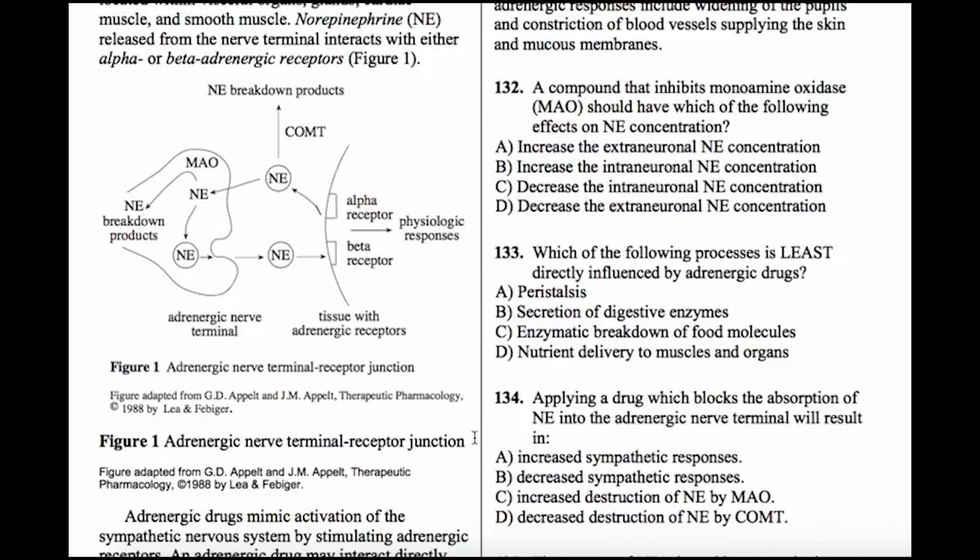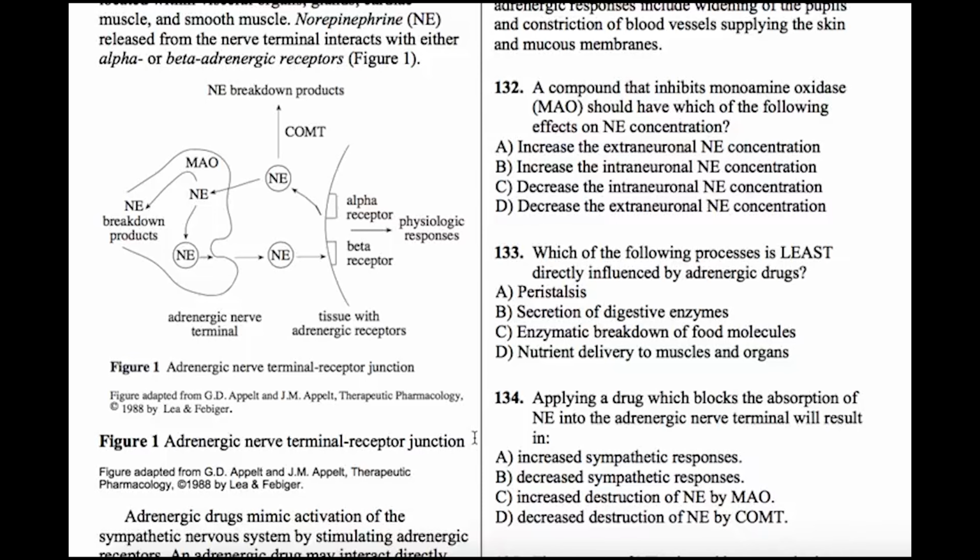Now the difference between A and B is where it happens. So we're just going to go back to our picture right here. Where is MAO acting? It's not acting in the extraneuronal space, right? It's acting in the intraneuronal space. It's within the neuron. You don't have any MAO out here, as far as we know. So then we can pick B as the answer.